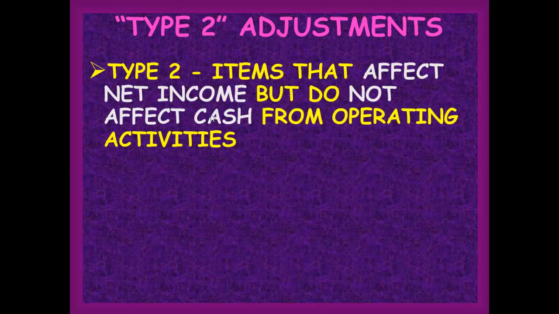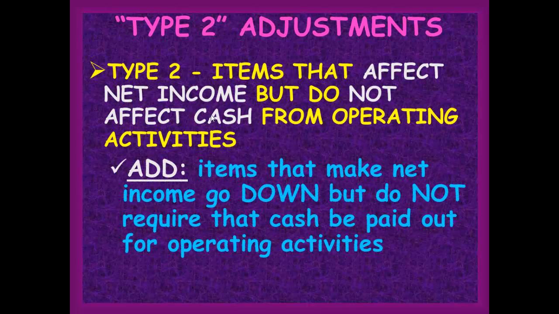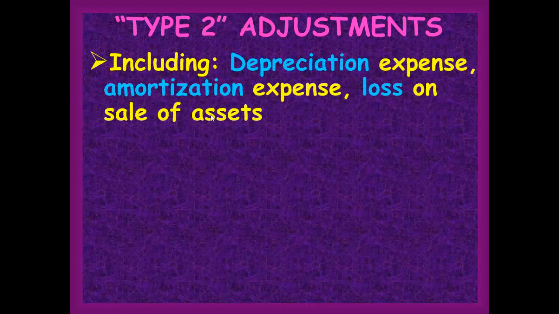The second type of items we're going to talk about are items that affect net income but don't provide or require cash from operating activities. Remember, the starting point in the operating section is net income. We're trying to get down to cash. If something affects net income but not cash, we need to back it out. We're going to add items that make my net income go down but don't require that cash be paid out. These would include depreciation expense. That reduces my net income, but do I pay out any cash for depreciation? No. Remember we said earlier it's our non-cash expense?